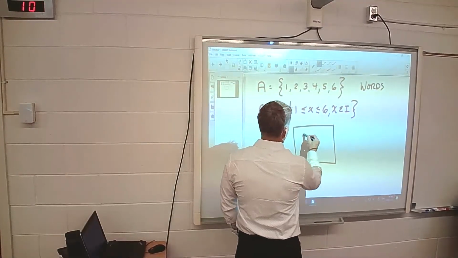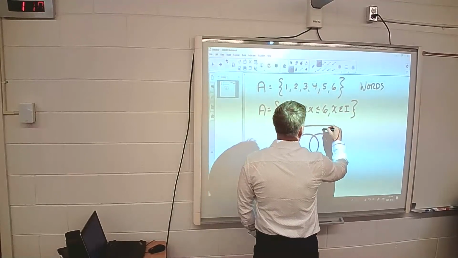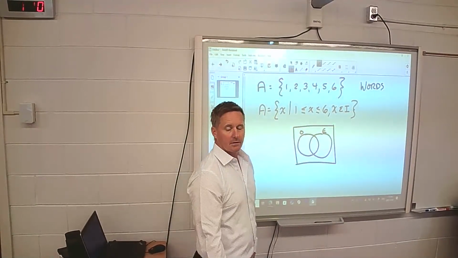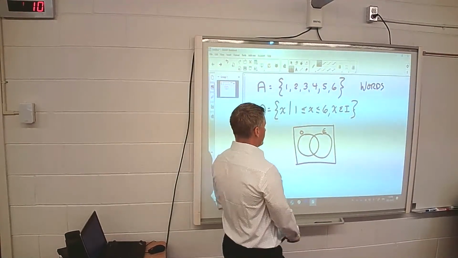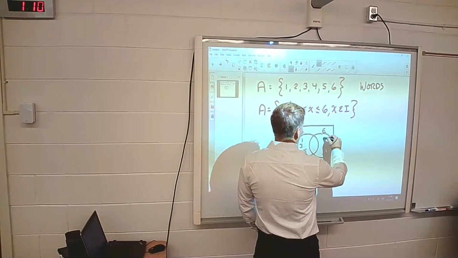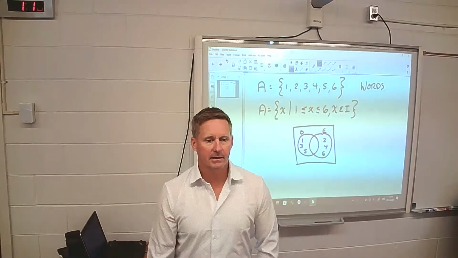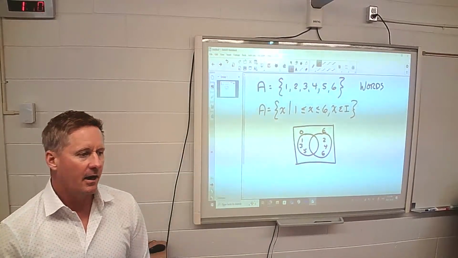I'm going to use the die, and I'm going to say odd and even. Okay? So the odd numbers, 1, 3, and 5. The even numbers, 2, 4, and 6. So something along the lines like that. So this is a Venn diagram that shows it.